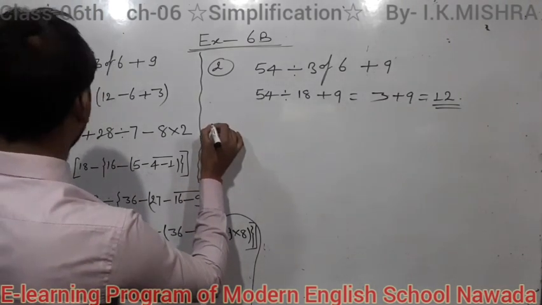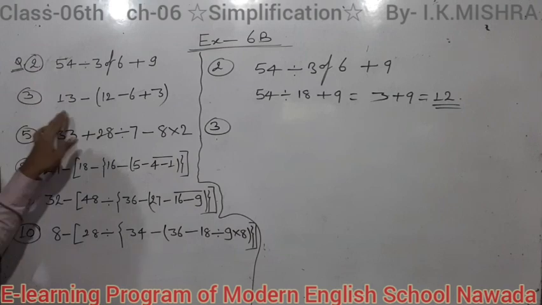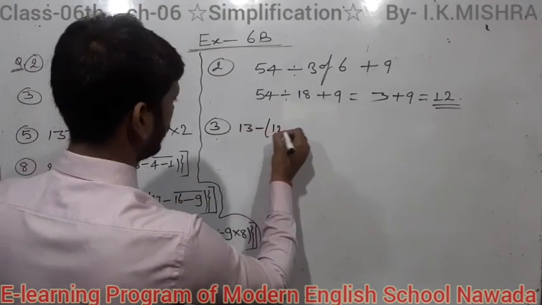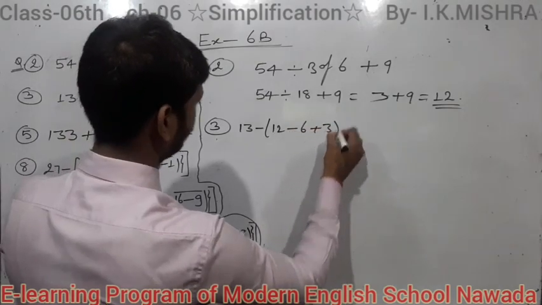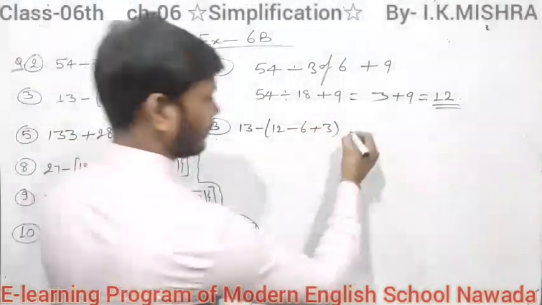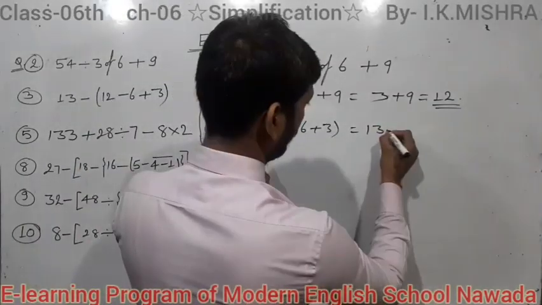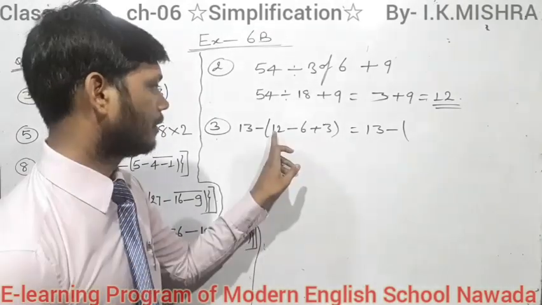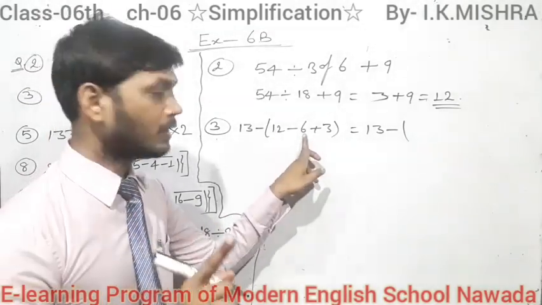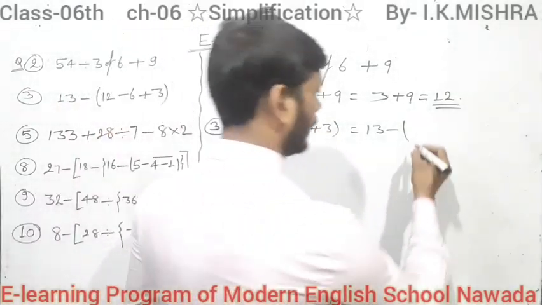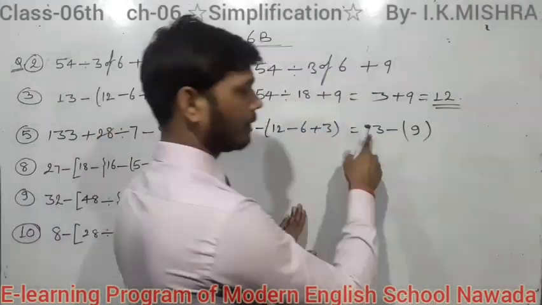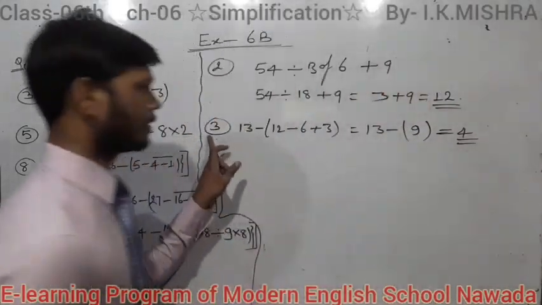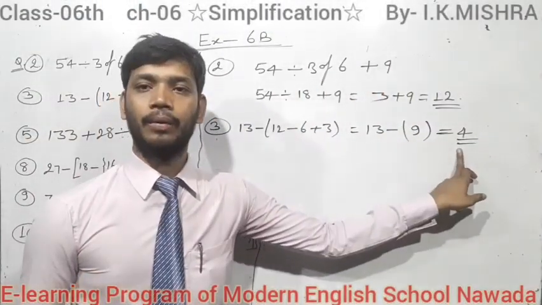Second number question, third number here of the book, 3 number question. Here 13 minus 12 minus 6 plus 3. Here students, 13 minus, do the operation in this bracket. Here 12 minus 6 is equal to 6 and plus 3, 9. And after that 13 minus 9 is equal to 4. So students, its simplest value is equal to 4.